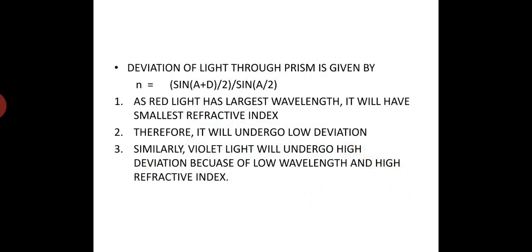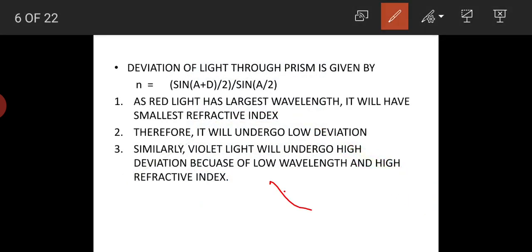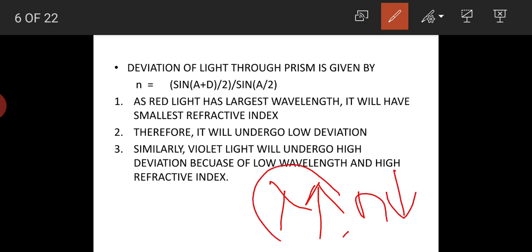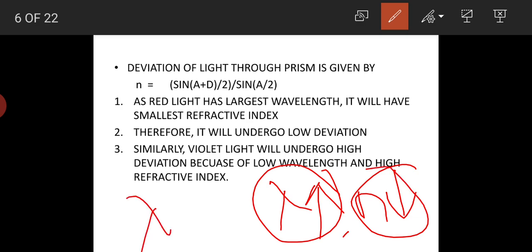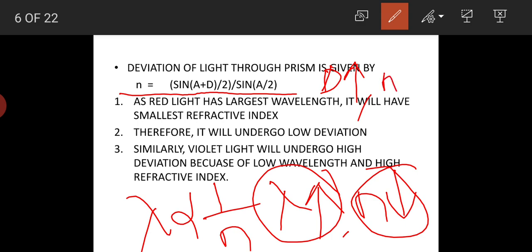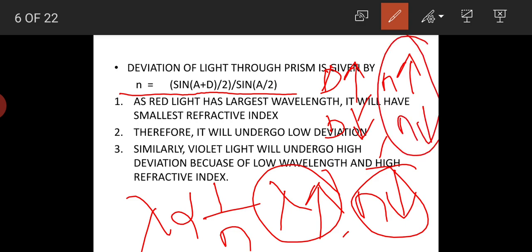So when wavelength is more, remember that refractive index will be less. Wavelength is inversely proportional to refractive index. And deviation of light through a prism is given by n equals sine of (A plus D) by 2 divided by sine of A by 2. It means angle of deviation will be more when refractive index is more, and angle of deviation will be less when refractive index is less, and in turn this refractive index depends on wavelength.